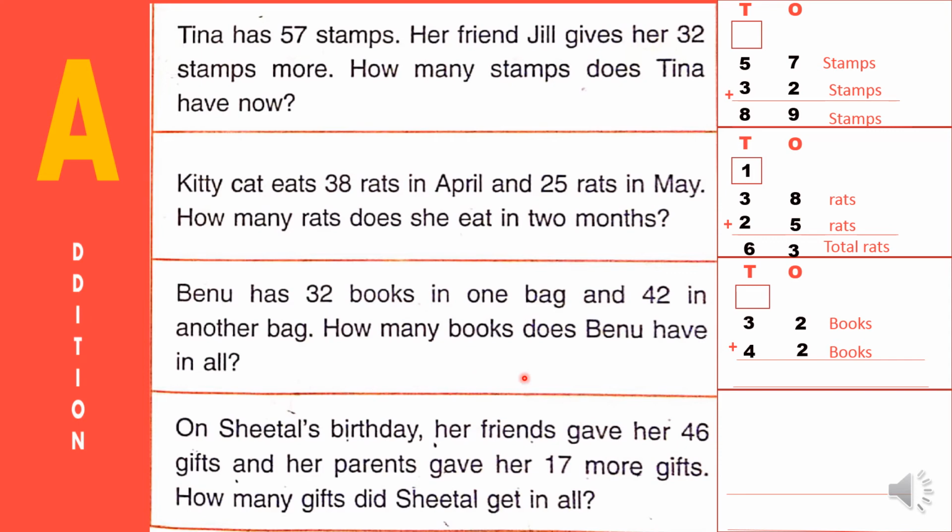Okay, how many books does Binu have in all? So we have to add these numbers. First we have to add the ones column first. So 2 is in your mind, 2 is in your hand. 2 after 3, 4. So I'm writing 4 like this. Next we have to add the tens column. So which number is the bigger number? 4. So you should keep 4 in your mind, 3 in your hand. 4 after 5, 6, 7. So we have to write 7 here. So total how many books does Binu have? 74 books. Okay, this is the answer.